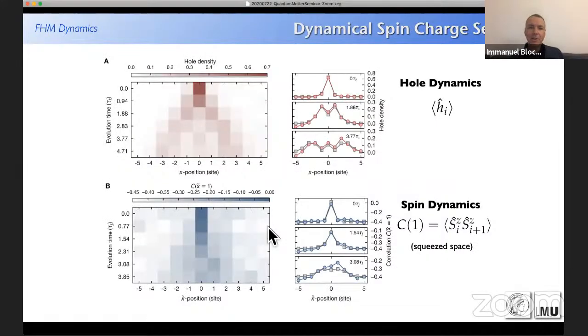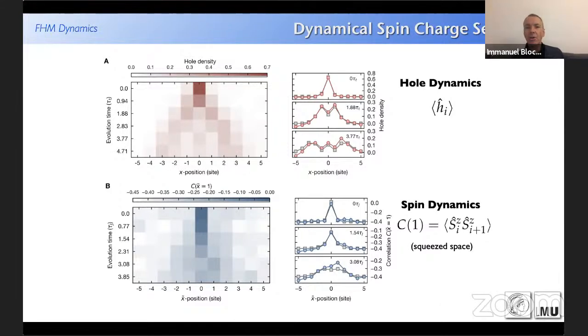So here I show you some data on this. The upper graph is the hole density. The x-axis is the position on the chain. The vertical axis is evolution time in tunneling times. And you see when we create a hole at time t equals 0, we create it pretty localized on the site where we focus our laser beam. As time moves, we see the hole density evolve, and it shows this interference structure, which is basically the quantum walk of the holon on the lattice. The interference structure shows you that it's actually coherent motion of this hole on the lattice.